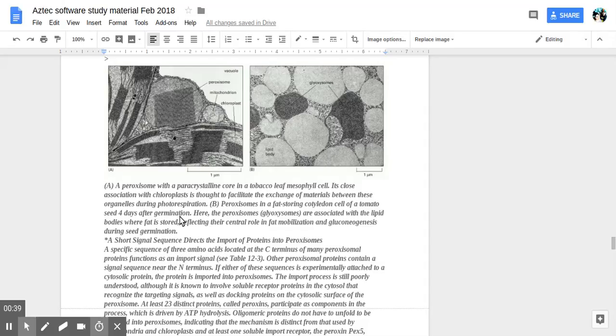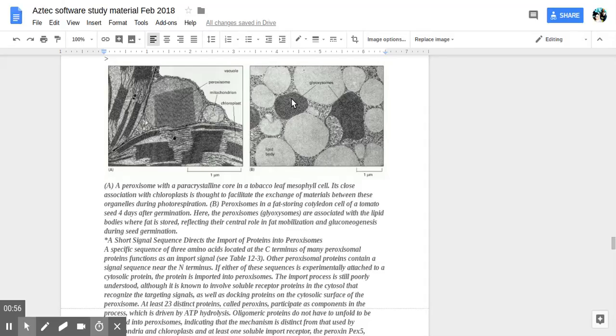Photorespiration is the opposite of photosynthesis. Photosynthesis is where oxygen is produced from CO2, while photorespiration is where carbon dioxide, CO2, is produced from oxygen.